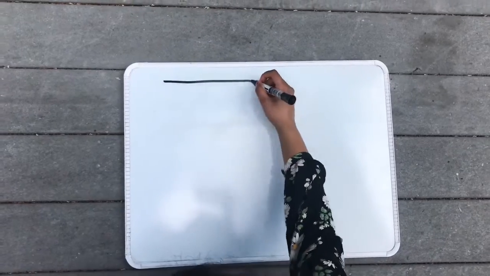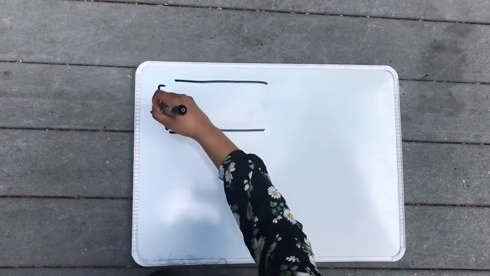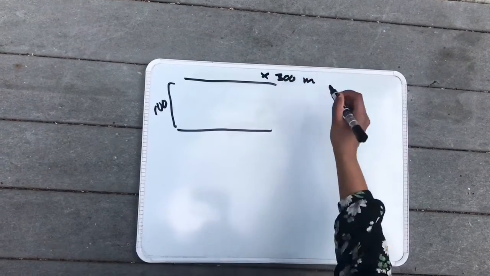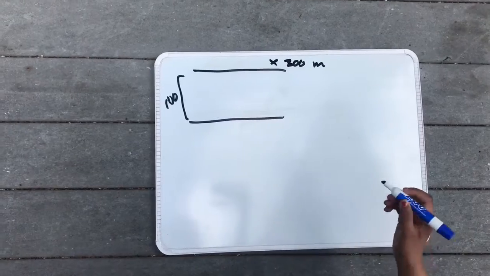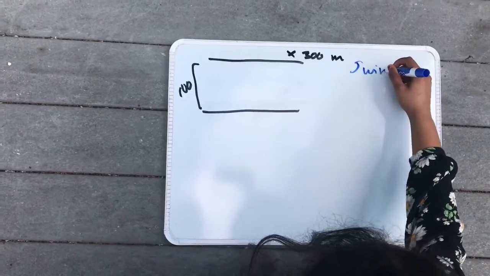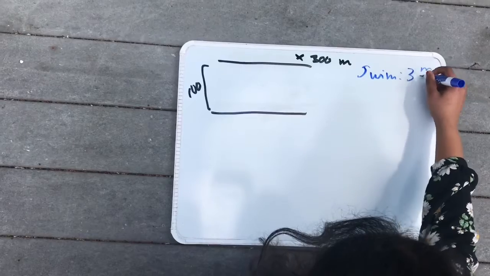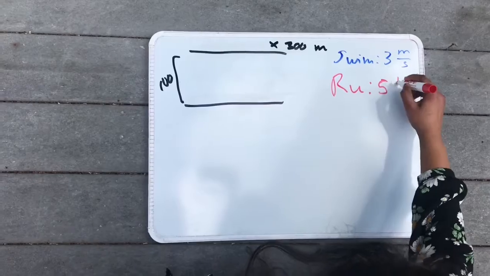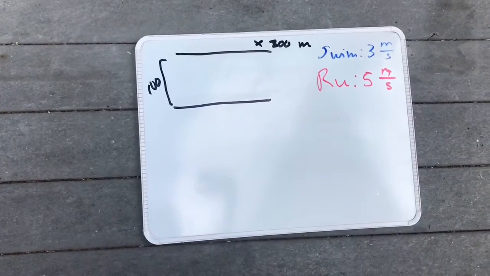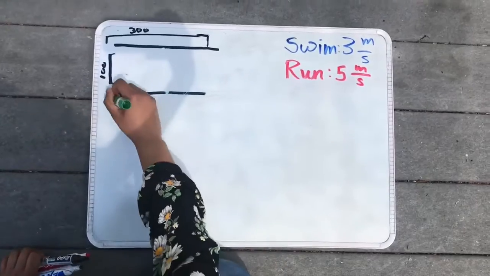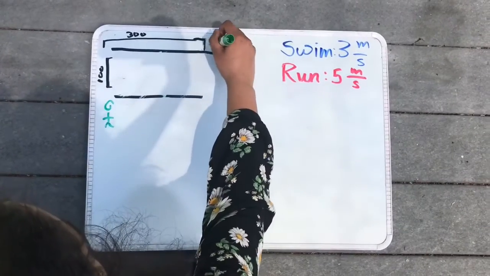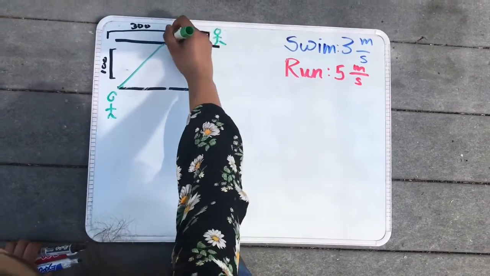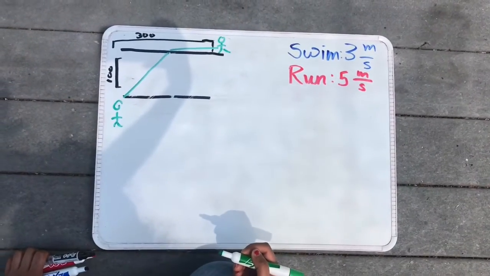Okay, I got this. The river is 100 meters wide, and Belen seems to be 300 meters away. April, how fast can you swim? 3 meters per second? Okay, how fast can you run? 5 meters per second. Okay, I got all I need. Here's April, and here's Belen, and we're trying to find how far she has to swim and how far she has to run to get to Belen the fastest.